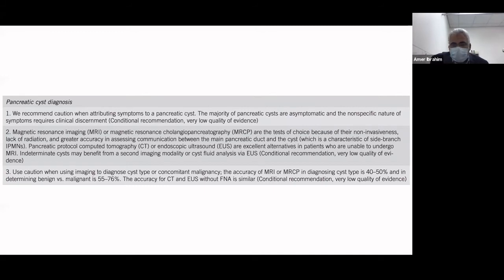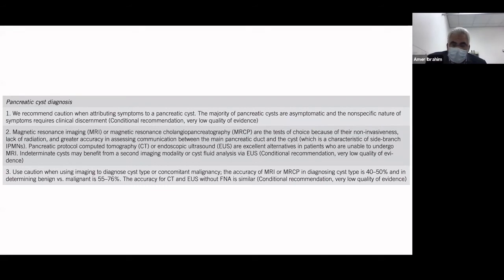The second thing, if we're going to follow up these cysts, it's better we follow them up by MRI and MRCP, because MRI and MRCP are non-invasive, don't expose the patient to radiation, and in reality, MRCP doesn't even need IV contrast. So you can do MRCP to the patient without any contrast, and that should be enough to tell us what's going on.